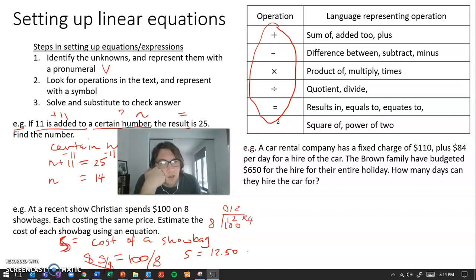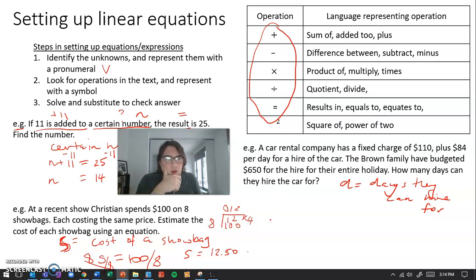A rental company has a fixed charge of $110 plus $84 per day for the hire of a car. The Brown family have budgeted $650 for the hire for their entire holiday. How many days can they hire the car for? So I'm going to say D is equal to the days they can hire for.